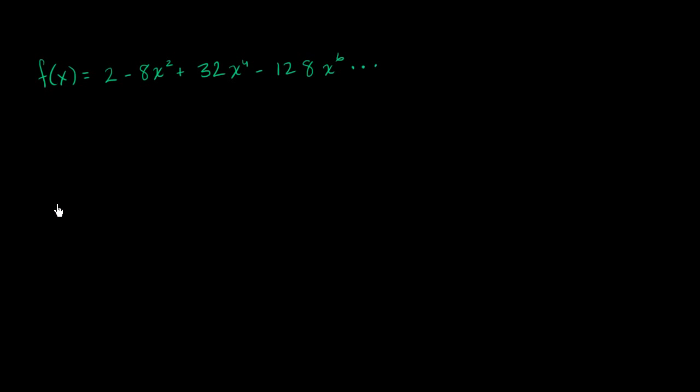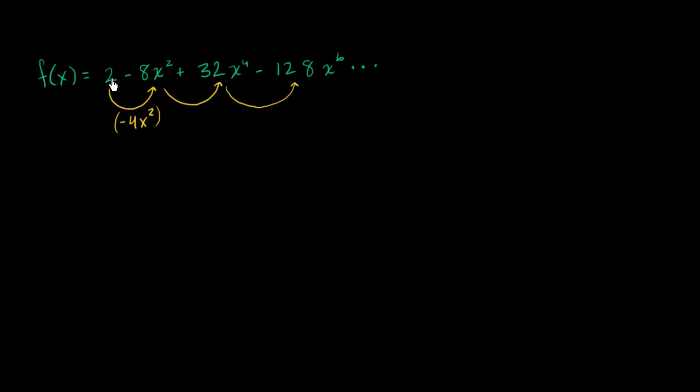Well, the telltale pattern of a geometric series is when you go from one term to the next, you're multiplying by a common ratio. So let's see, to go from 2 to negative 8x squared, what do you have to multiply by? Well, you have to multiply by negative 4x squared. Now, do we multiply by that same amount to get to 32x to the fourth? Well, sure. Negative 4x squared times negative 8x squared is going to be positive 32x to the fourth. Multiply by negative 4x squared again, you're going to get to negative 128x to the sixth. So the common ratio is negative 4x squared.